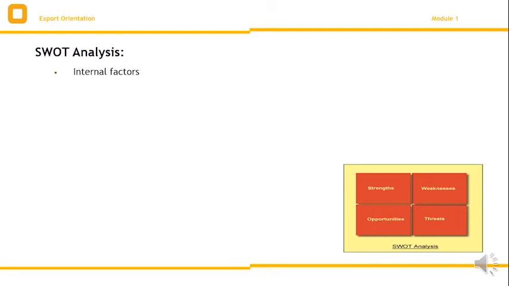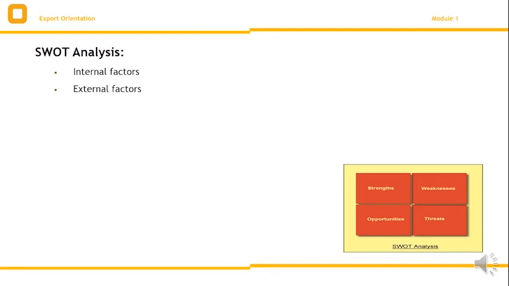We then have what we call our external factors. External factors you cannot control. They are not within your environment as an entrepreneur. External factors come from the macro environment. They come from outside forces or the outside environment. The external factors refer to your opportunities and your threats.